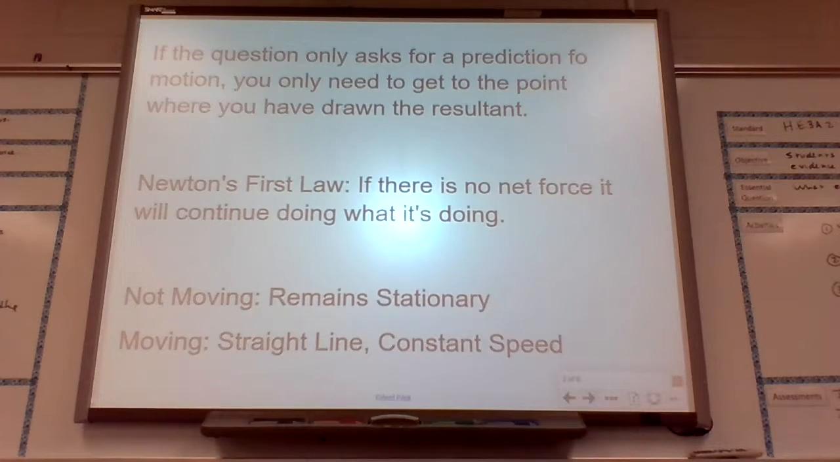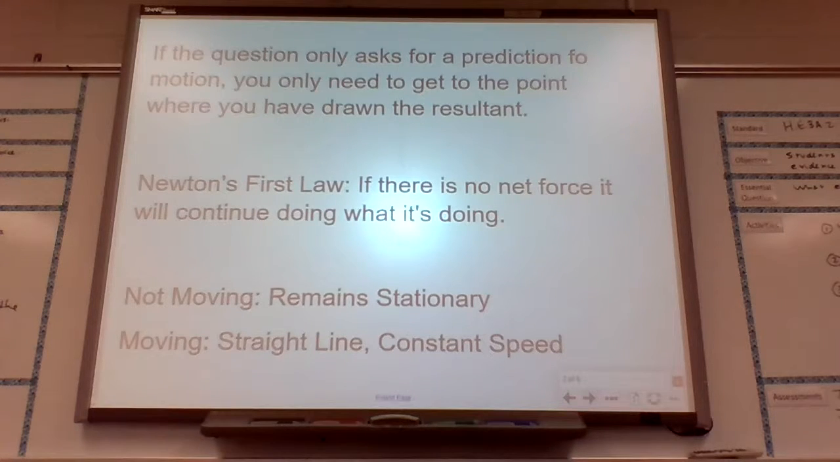Now, to figure out the future motion of the object, it's all about Newton's first and second law. They are basically one and the same. The first law and the second law are both really about acceleration. The first law tells us what happens when there's no net force. The second law tells us how it will accelerate when there is a net force. First law says if there's no net force, an object will continue doing whatever it's doing. In other words, if there's no net force, there will be no acceleration. That's a good way to think about this law.